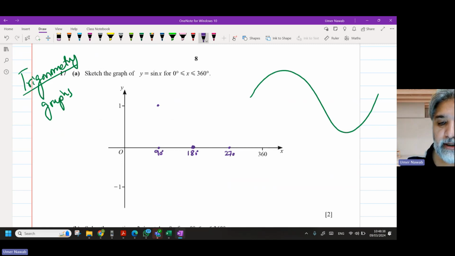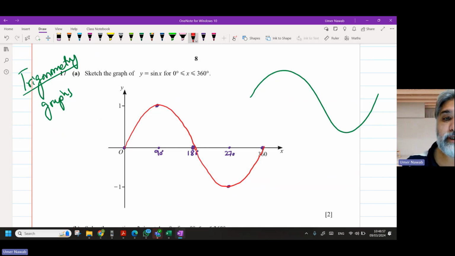At 180, I got 0. At 270, I get -1. And at 360, it is 0. I'm ready to draw my graph. A part of a wave up, part of a wave down. So this is a sine graph.